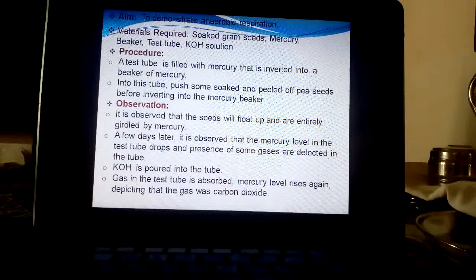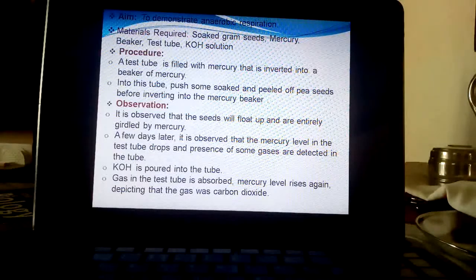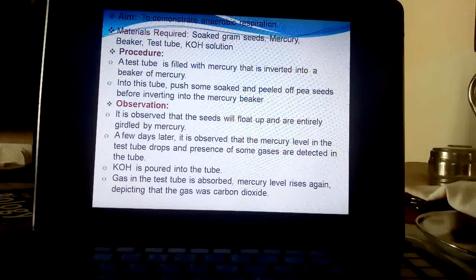It is observed that the seeds float up and are entirely girdled by mercury. That is the reason why we are taking mercury, children. If you take ordinary water, when you put the seeds they get soaked, and we cannot get any results properly. Mercury being heavier, when you put the seeds they will float and come above.